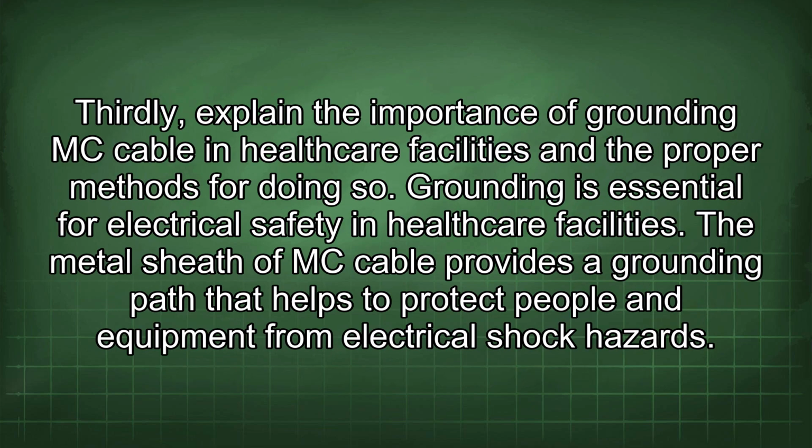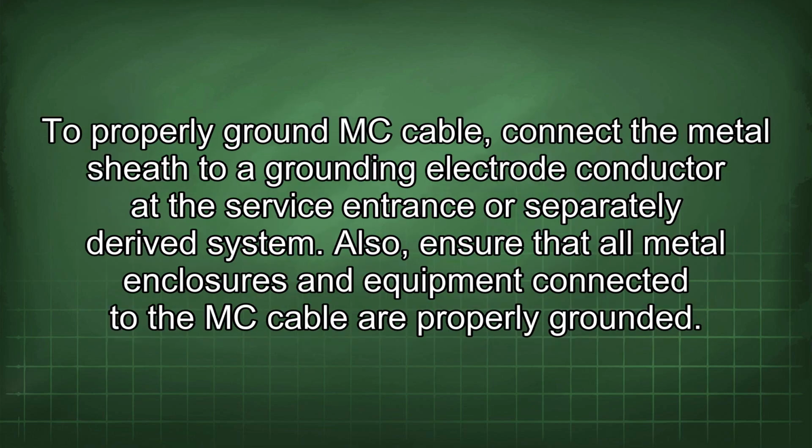Thirdly, explain the importance of grounding MC cable in healthcare facilities and the proper methods for doing so. Grounding is essential for electrical safety in healthcare facilities. The metal sheath of MC cable provides a grounding path that helps to protect people and equipment from electrical shock hazards. To properly ground MC cable, connect the metal sheath to a grounding electrode conductor at the service entrance or separately derived system. Also, ensure that all metal enclosures and equipment connected to the MC cable are properly grounded.